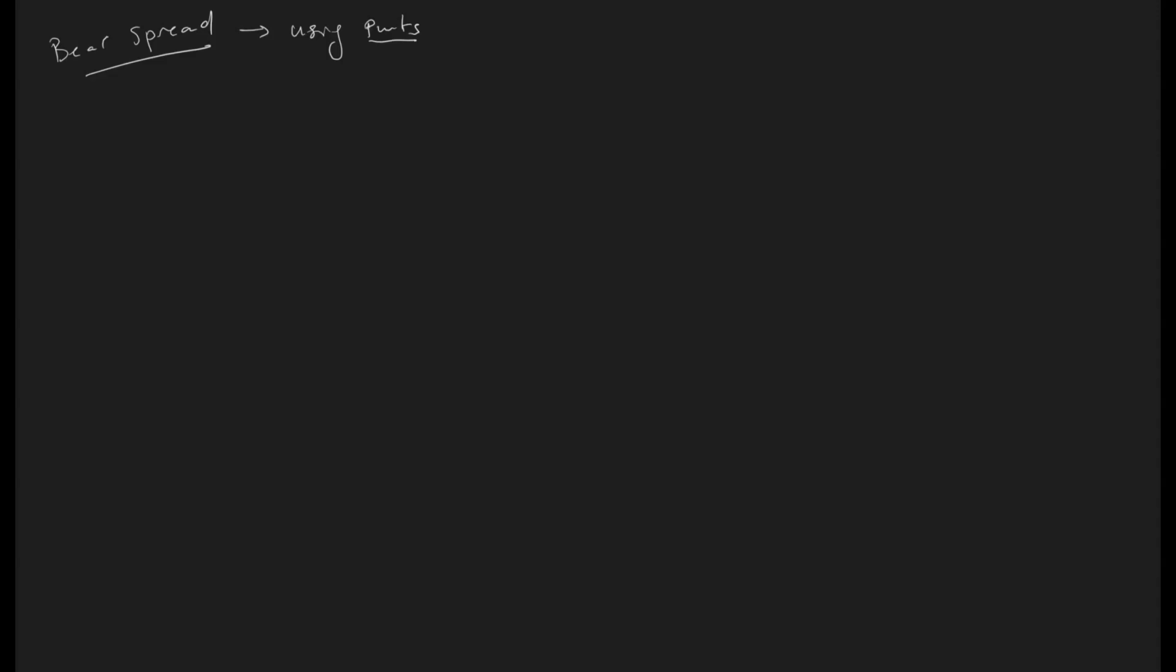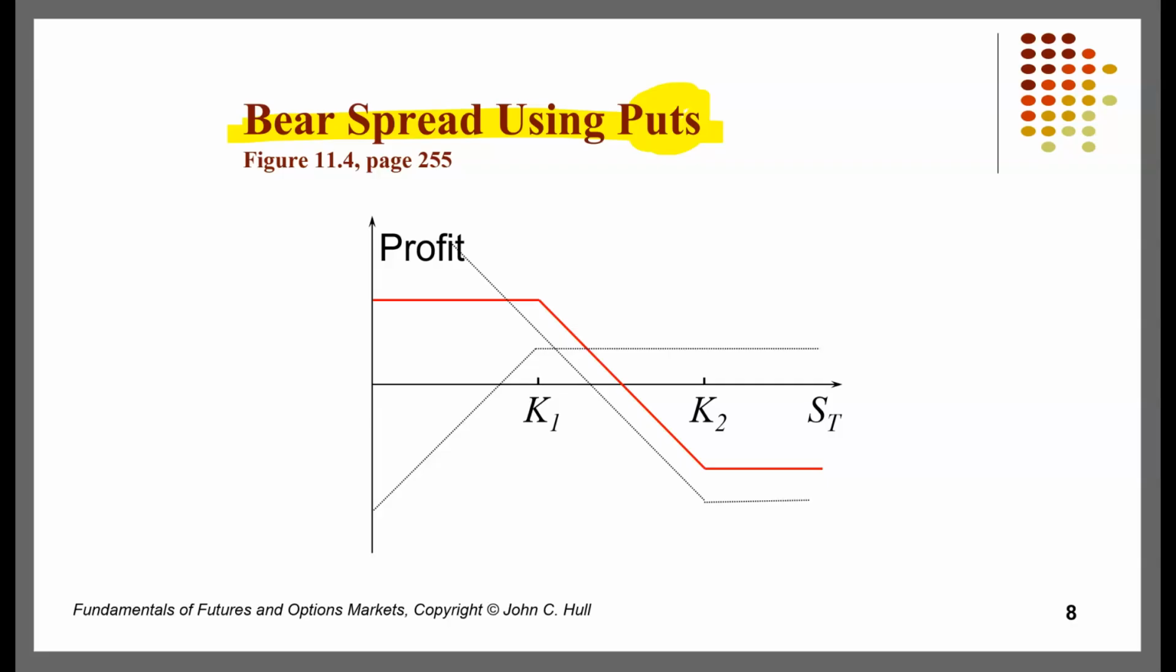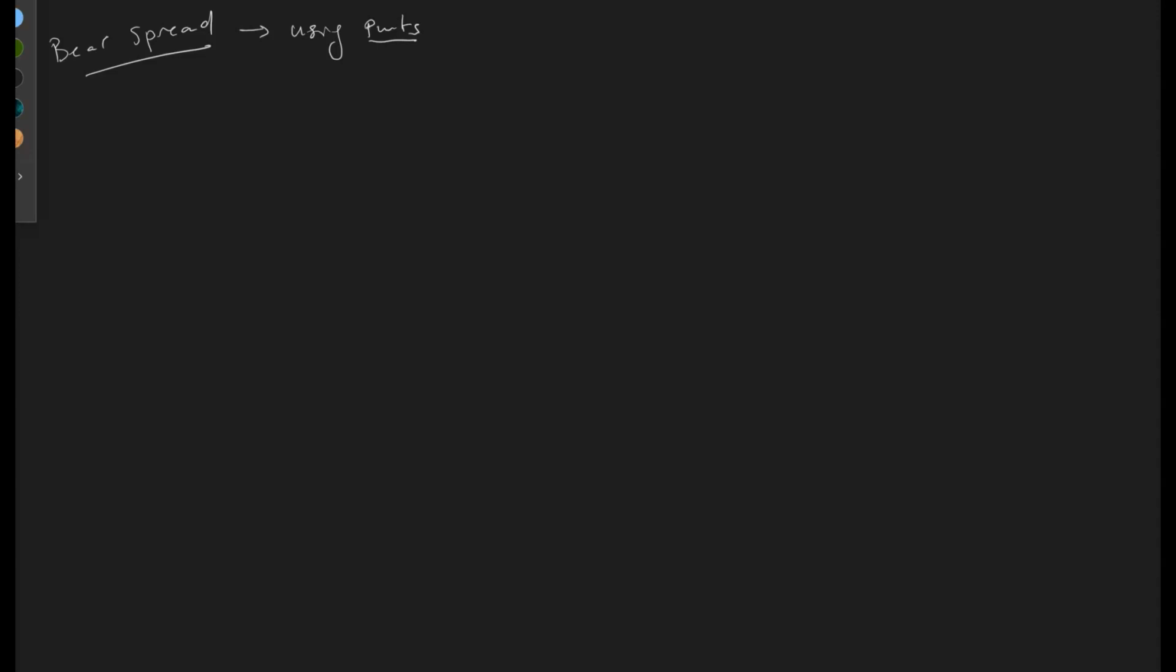Now let's go back to our slides here and see what we have. For our bear spread using put, what do we have? Well, we have a long put with a strike price K2. So the long put has a higher strike price, and the short put has the strike price K1. So let's go back. Long put here with the strike price K2. Let me make sure I'm getting that right. There we go. Long put, strike price K2.